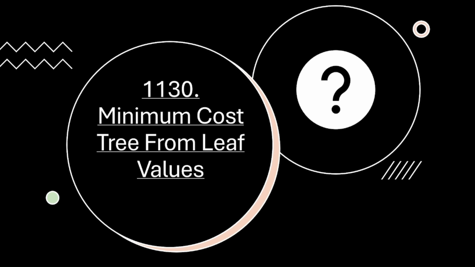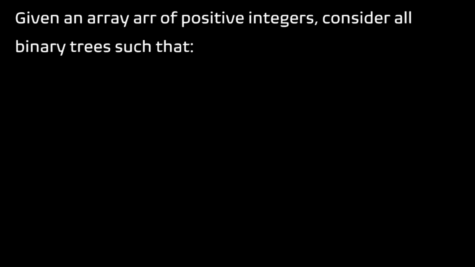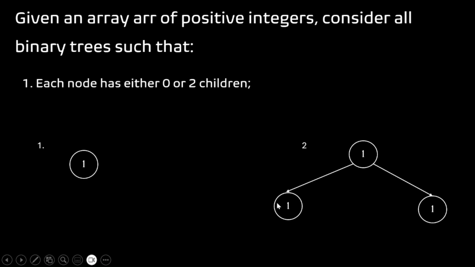Minimum cost tree from leaf values. Let's check the question. Given an array of positive integers, consider all binary trees such that each node has either 0 or 2 children. So it can be a single node like this, or it can be a binary tree having 2 children, right?